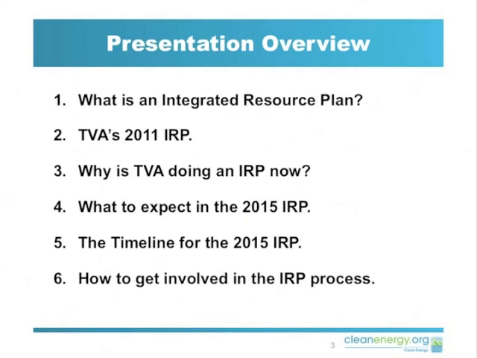TVA generates electricity and sells it to 155 local power companies. Those are the people you guys are sending your bills to every month. So we're not customers of TVA directly, but TVA is a public power corporation. That means it belongs to us, so we should have some say in how TVA operates. Now, fortunately, this IRP process provides a great opportunity for us to have some say in how TVA operates. In fact, TVA is asking for our help. So I hope SACE, and I hope that I, can serve as a channel to help all our voices be heard by TVA. So let's get started here.